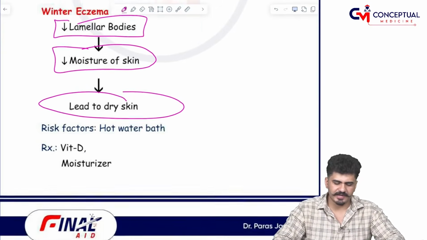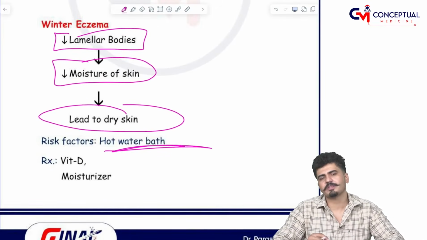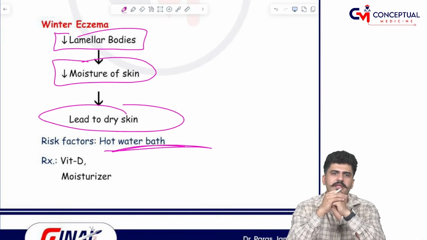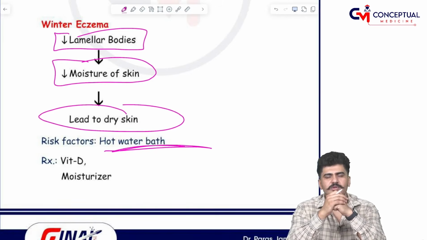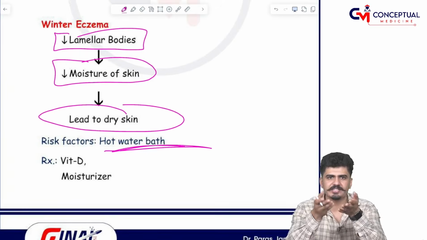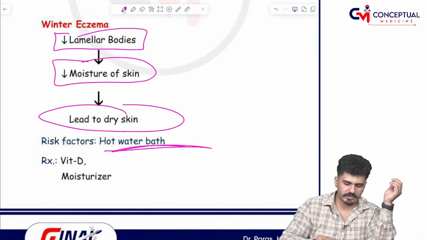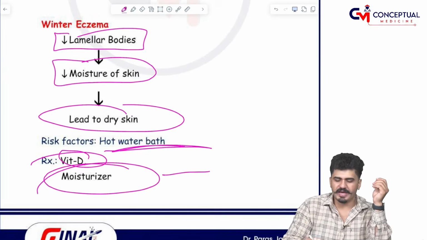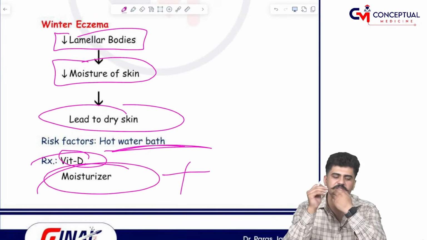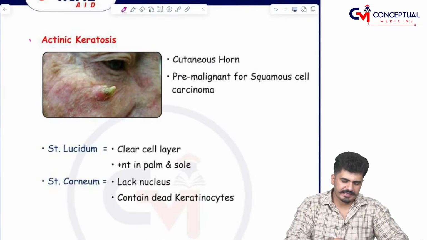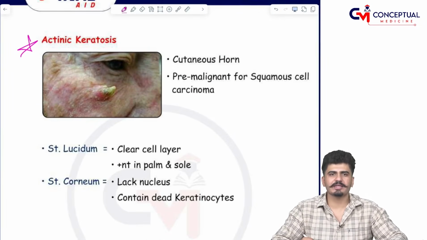The risk factor in winter is bathing with hot water, which we should avoid. Plus, if there is less sun exposure in winters, that will also lead to deficiency of vitamin D, and vitamin D is essential for lamellar bodies. So we will give supplementation of vitamin D. Along with that, we can advise them moisturizer. Moisturizer.